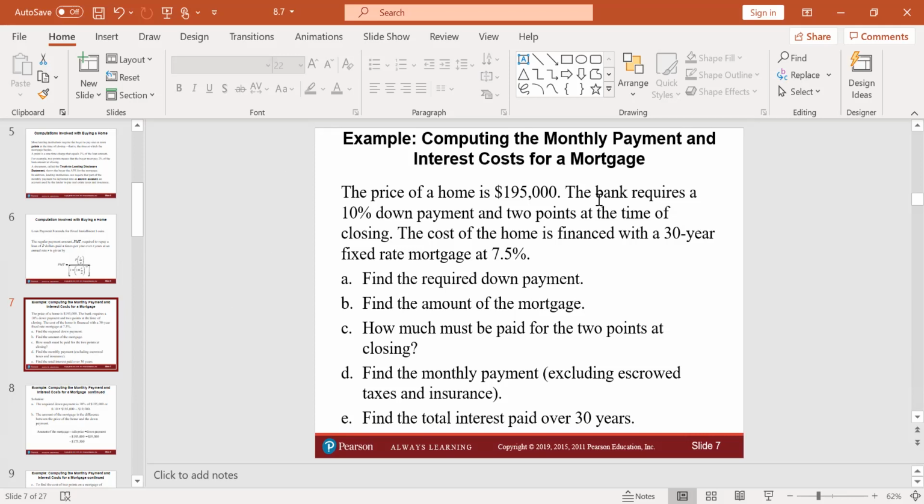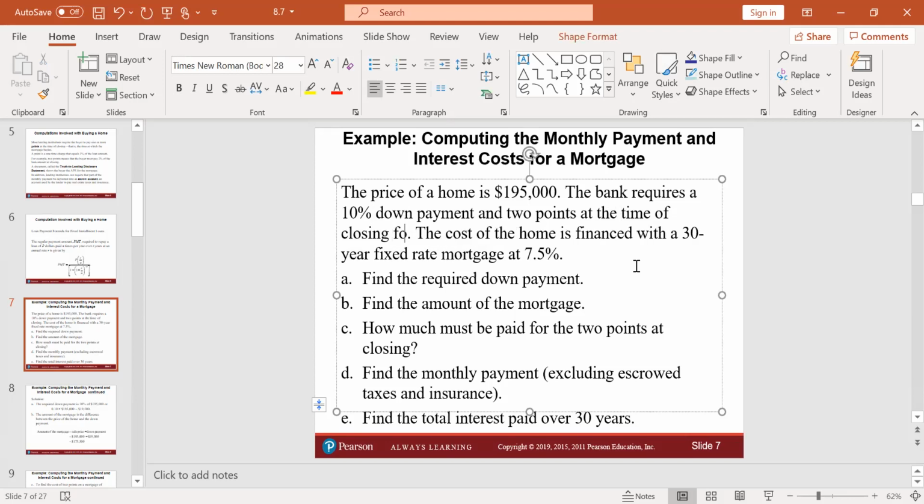The bank, the financing institution, whoever you're going with, wants a 10% down payment, and then they want 2 points at the time of closing for closing costs, I should say. They're not just saying, hey, pay us 2% or get out of here. No, those are actual closing costs that are going into certain things that need to happen for your home. What you're going to do is you're going to finance the rest with a 30-year fixed rate mortgage at 7.5% interest.